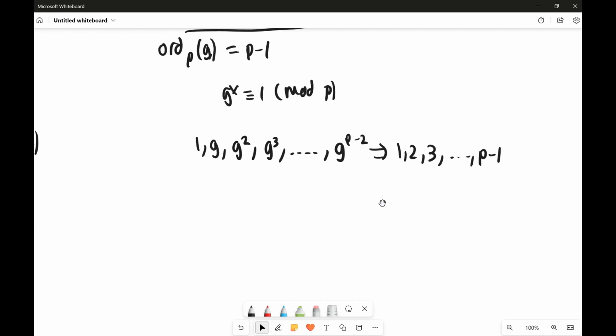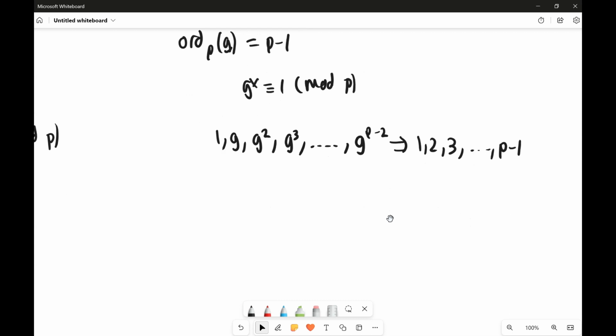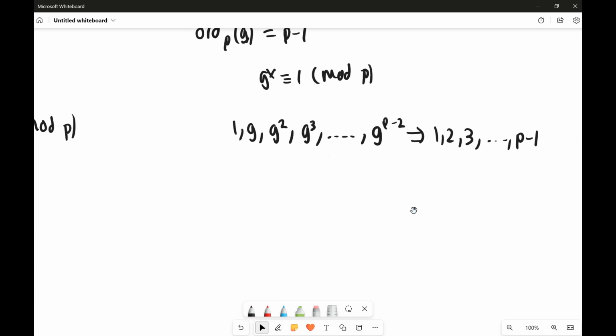And the next special thing we can say about primitive roots is that the order of g to the x with respect to p is just equal to p minus 1 over the GCD of p minus 1 and x. And that's the key theorem. So how do we go about proving this?